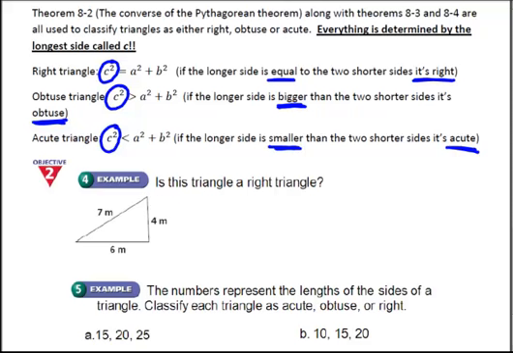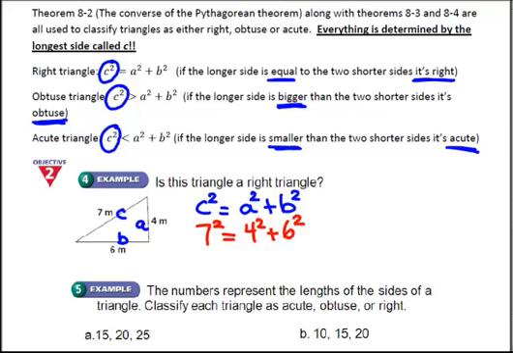First of all, which one is the biggest side? The 7. This is my C. We're going to make this A. We're going to make this B. We're going to check, does C squared equal A squared plus B squared? That's all I need to know. We're using the converse. I'm going to flip-flop the Pythagorean theorem. I'm going to put my numbers in. Does 7 squared equal 4 squared plus 6 squared?